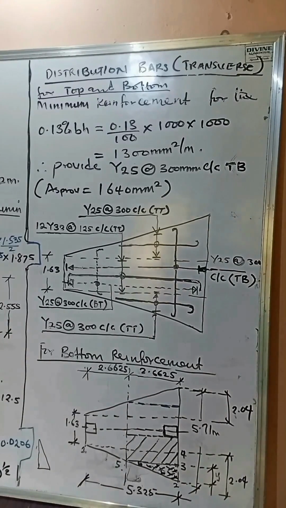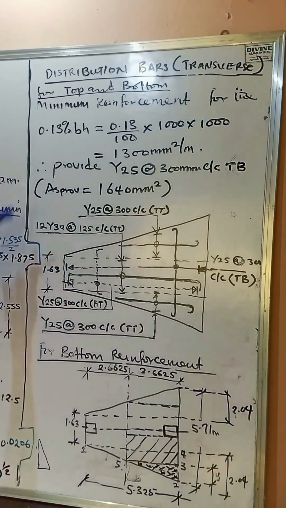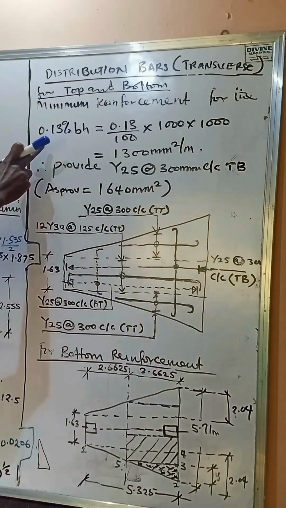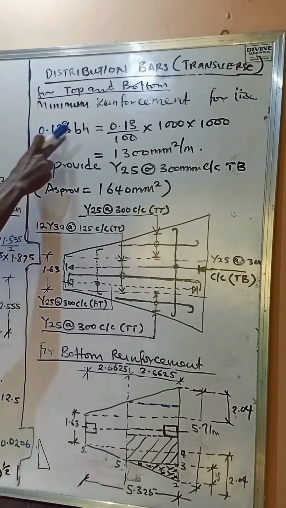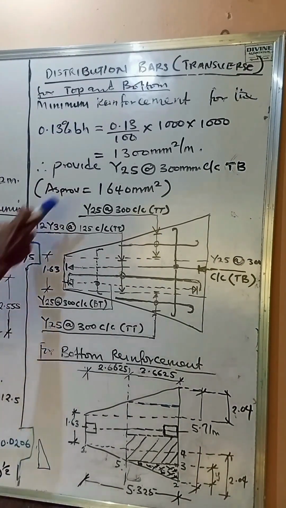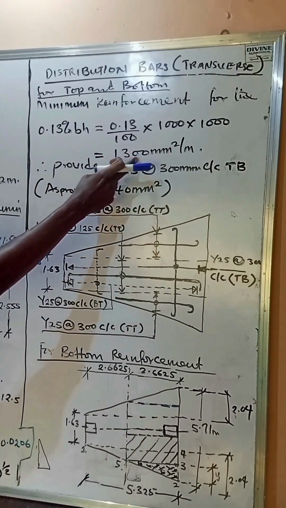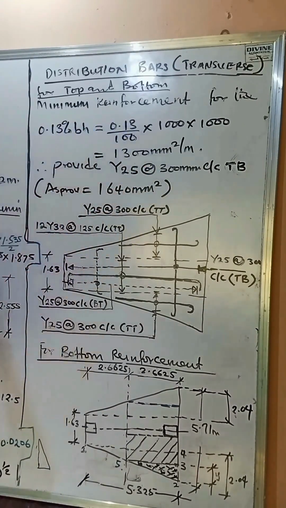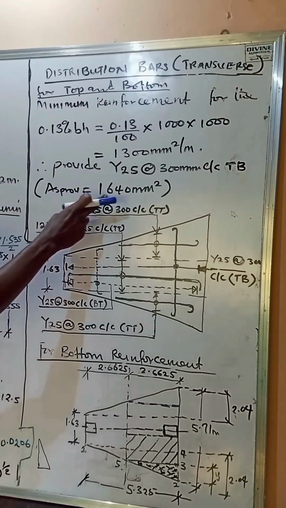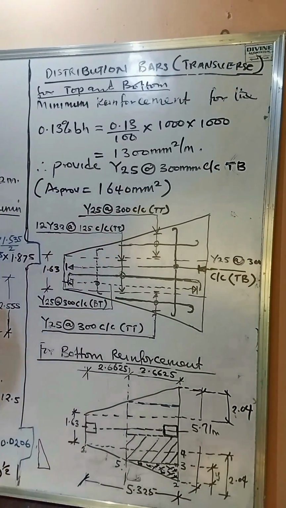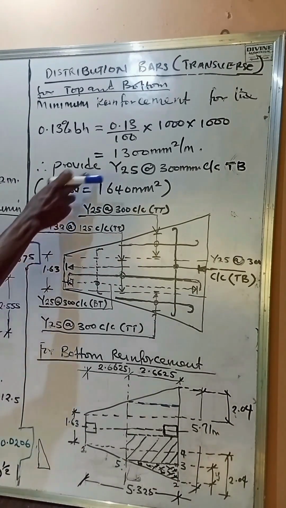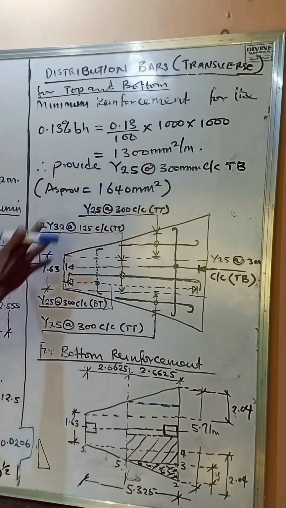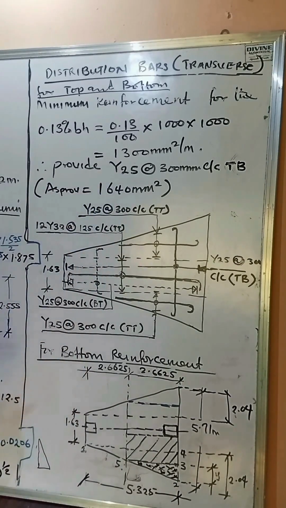All right, so we want to obtain the distribution bar. Now, for distribution bar, we said the minimum reinforcement according to our code is 0.13% of the cross-sectional area. And if we do that, we're going to have 1,300 mm square per meter. Remember, in this case we're using 1 meter width slab. All right. Now, area of steel provided is 1,640 by Y25 at 300 center to center, top and bottom. All right. So we have this as our distribution bar. Now, this distribution bar, we're going to use it for both top and bottom reinforcement.